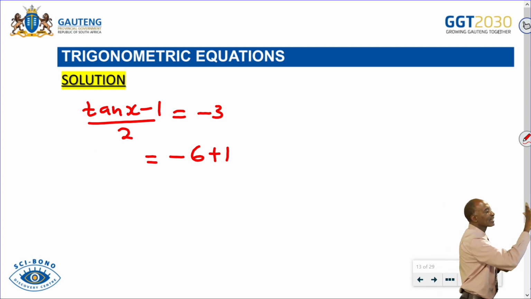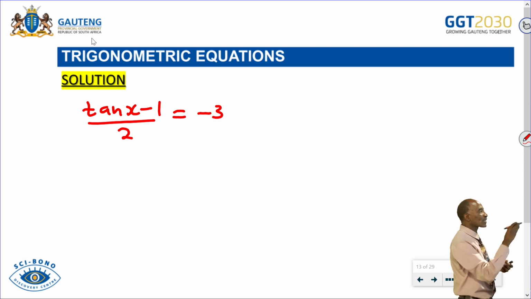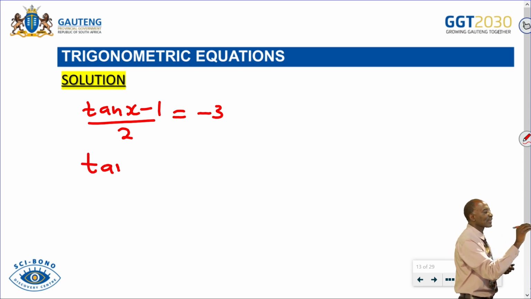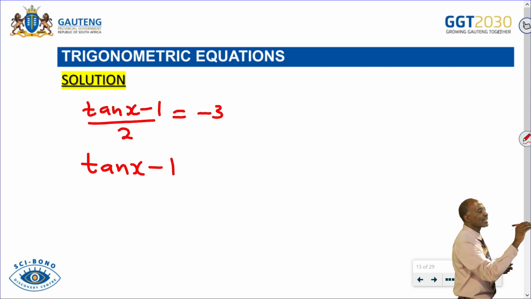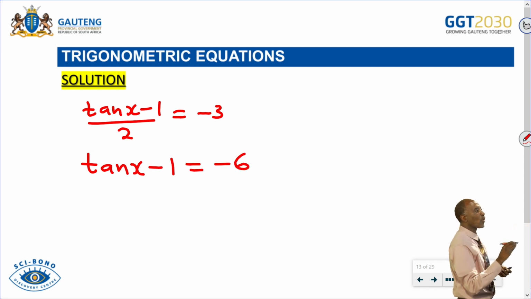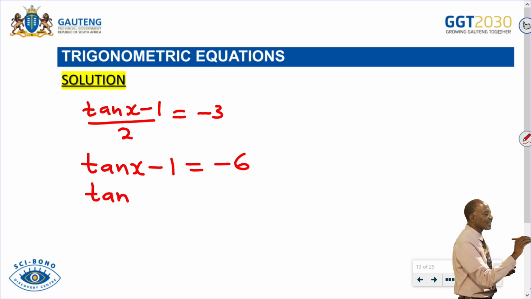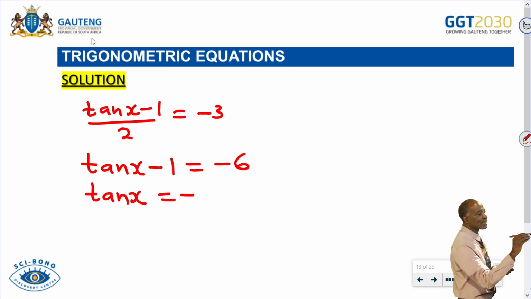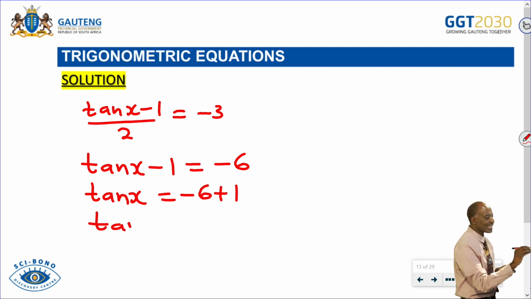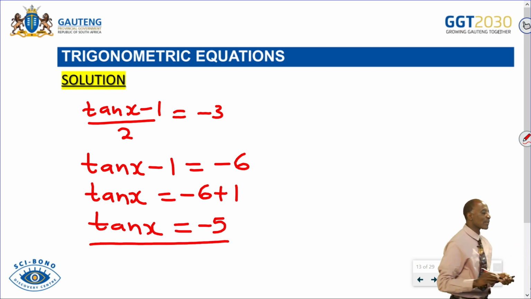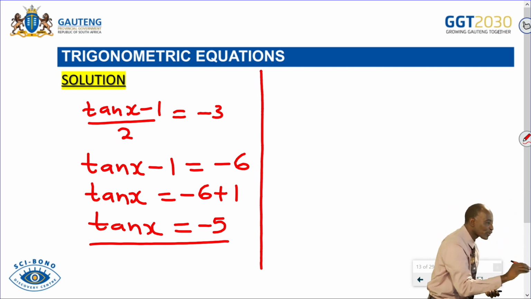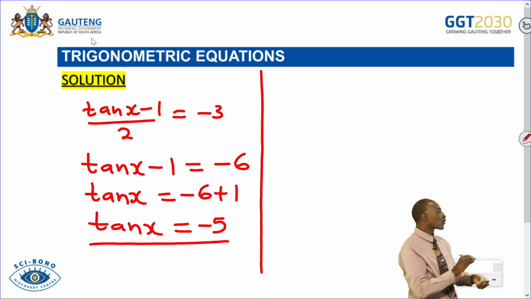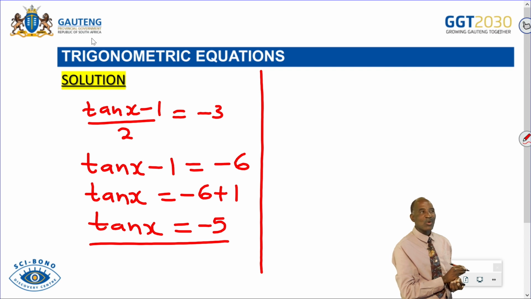Alternatively, we can take it step by step so that you are not lost. Tan x minus 1 equals negative 6 upon cross multiplication. Then our tan x is going to be negative 6 plus 1. Then we have isolated our tan x equals negative 5. That's your step number 1. Always solve for the function first. Then from there, you solve for the variable, which is x.